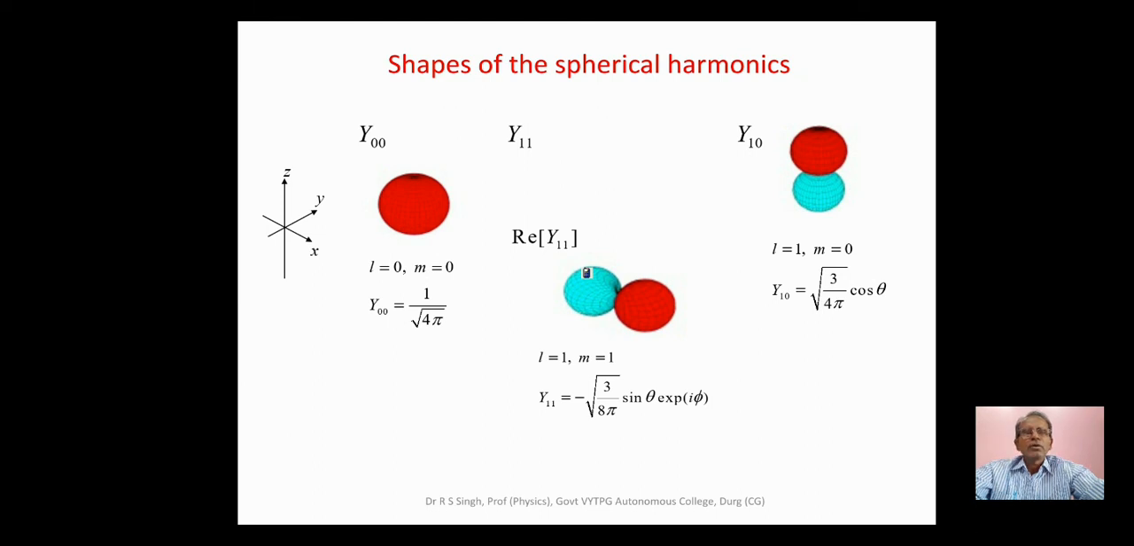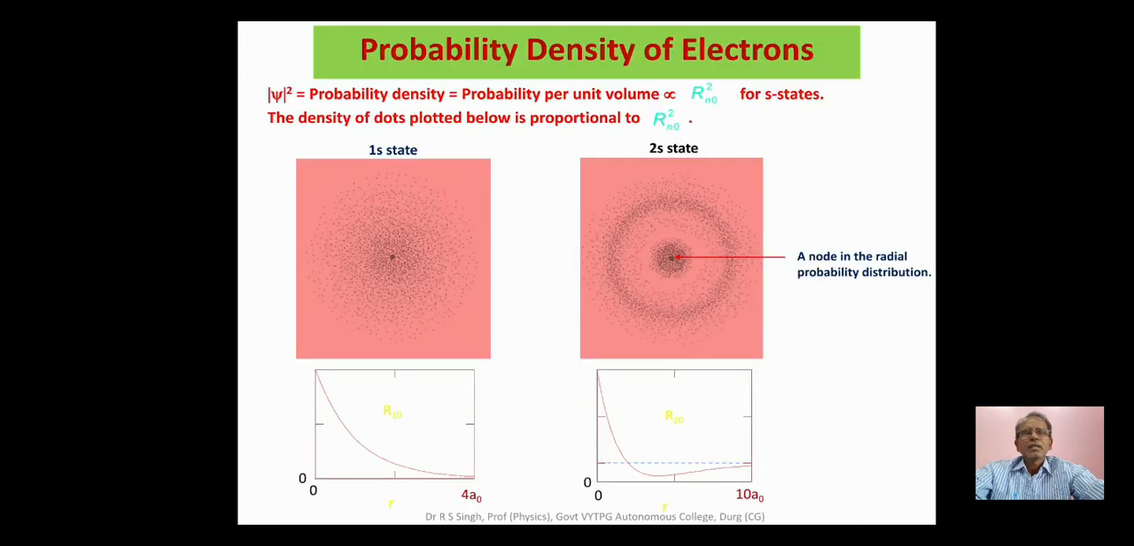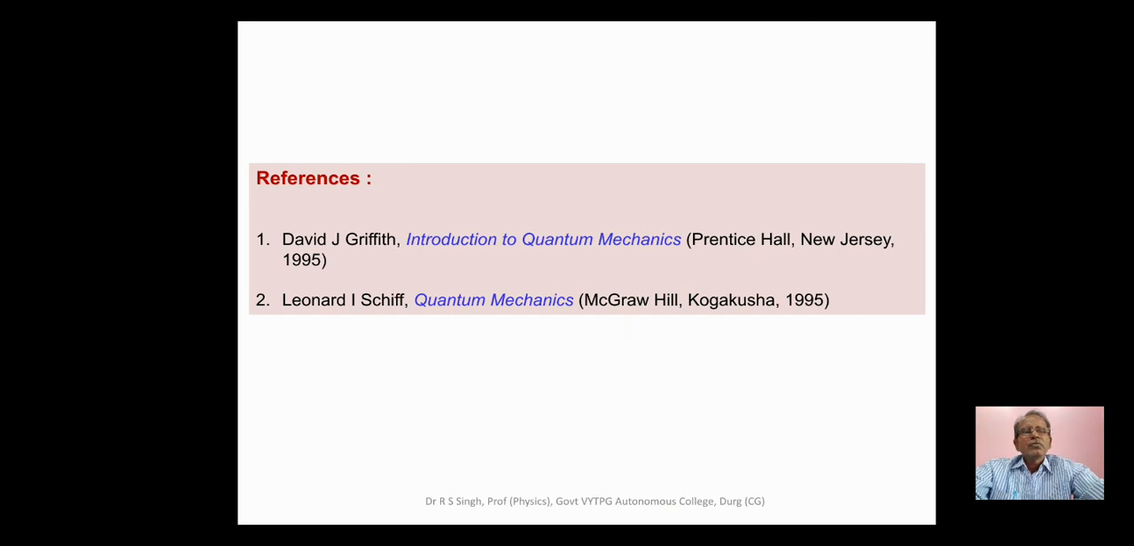Here the shapes of different spherical harmonics have been shown. For Y00 the shape is spherical, for Y11 and Y10 the shape is dumbbell, for Y12, Y21 and Y20 the shapes have been shown in this slide. Lastly, the probability density of electrons are shown for 1s and 2s orbitals. In 2s state, there is a node in the radial probability distribution, which has been shown in the slide.